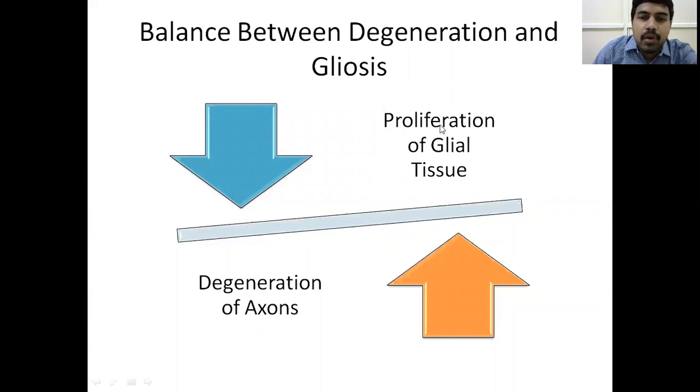Okay. So if the proliferation of glial tissue is more, the disc appears grayish in color, because the glial tissue is usually grayish in color because of the Nissl bodies and all. So glial tissue gives a grayish color. If the proliferation of glial tissue is more, the disc appears grayish in color. If the proliferation of glial tissue is less and degeneration of axons is more, it forms a pale white disc. So the balance between degeneration and gliosis determines the type of optic atrophy.